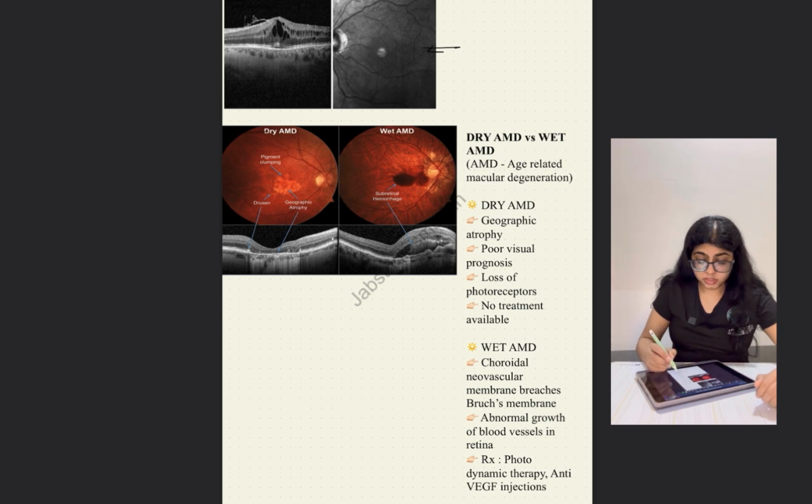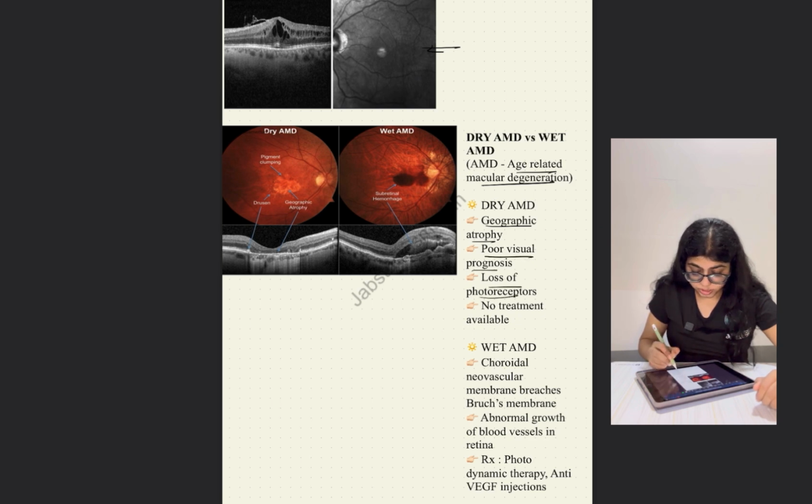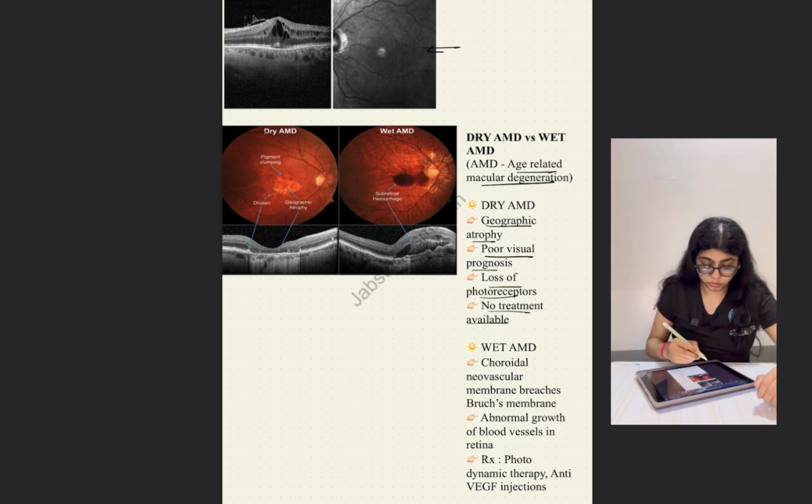Dry AMD versus wet AMD. So what is AMD? AMD is age-related macular degeneration. Now in dry AMD, there is geographic atrophy, there is poor visual prognosis, there is a loss of photoreceptors, and there is no treatment available. The first image over here shows dry AMD. The second one shows wet AMD.